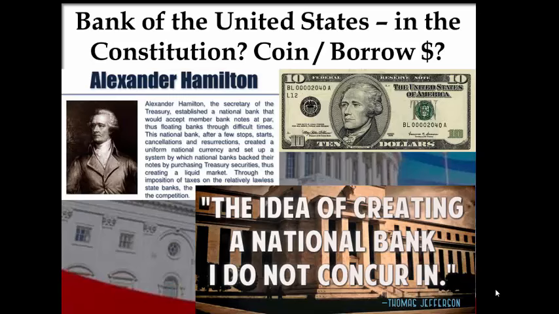And remember, he had to do this with Congress. He said, well, the Constitution allows Congress to coin and borrow money, so that implies that they should be able to create a bank to deal with that money. Well, Jefferson was furious. He thought that was a huge stretch. We see here his quote, "The idea of creating a national bank I do not concur in."